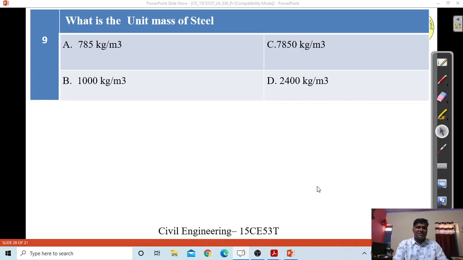So ninth question, what is the unit mass of steel? A 785 kg per meter cube, B 1000 kg per meter cube, C 7850 kg per meter cube, or D 2400 kg per meter cube. So the right answer is C, 7850 kg per cubic meter is the unit mass of steel, and for concrete it is 2400 kg per cubic meter.